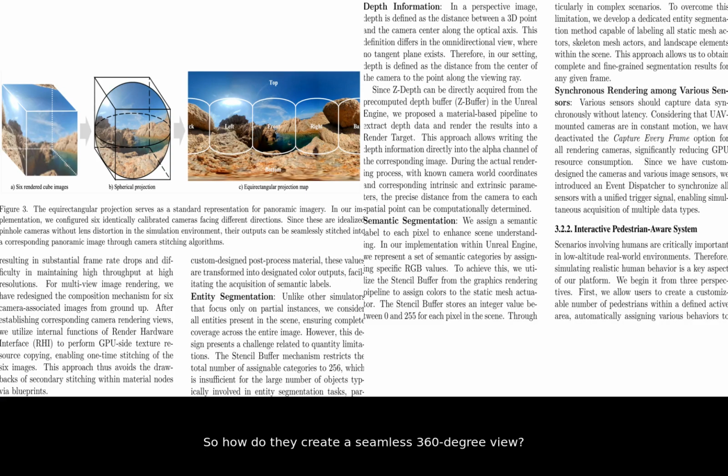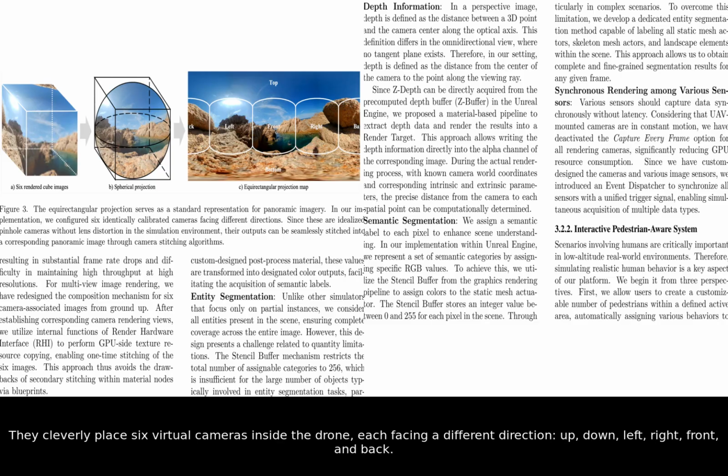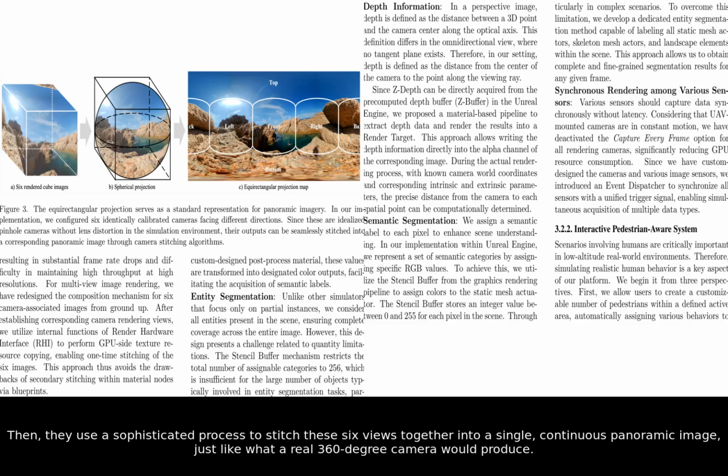So how do they create a seamless 360-degree view? They cleverly place 6 virtual cameras inside the drone, each facing a different direction: up, down, left, right, front, and back. Then, they use a sophisticated process to stitch these 6 views together into a single, continuous panoramic image, just like what a real 360-degree camera would produce.